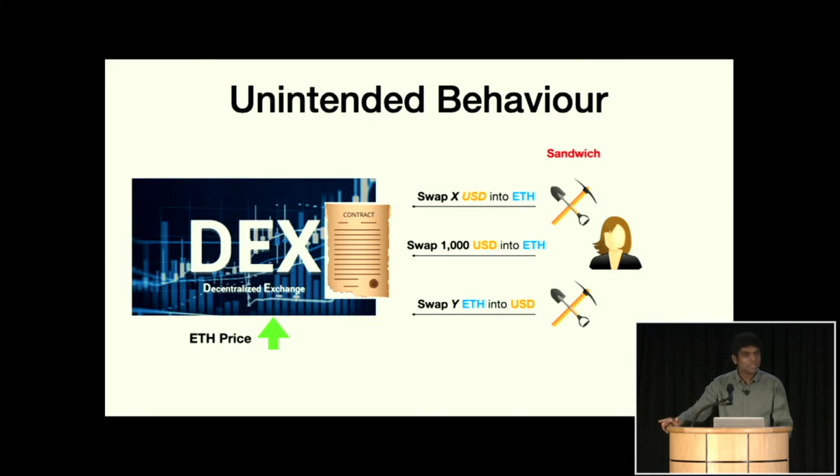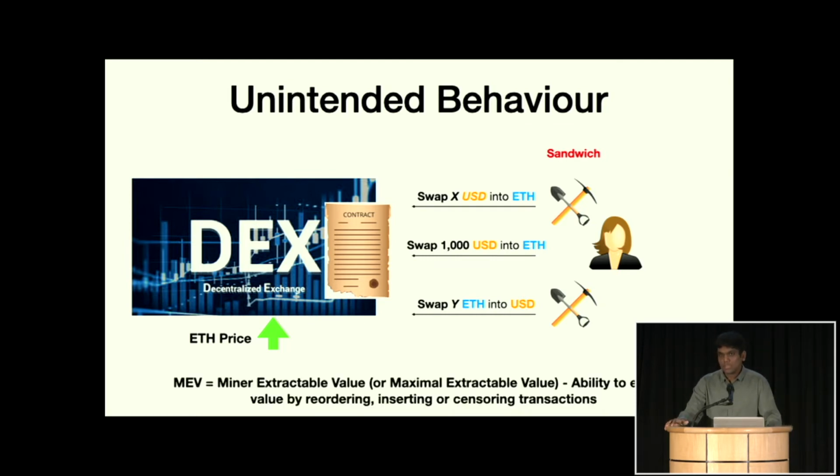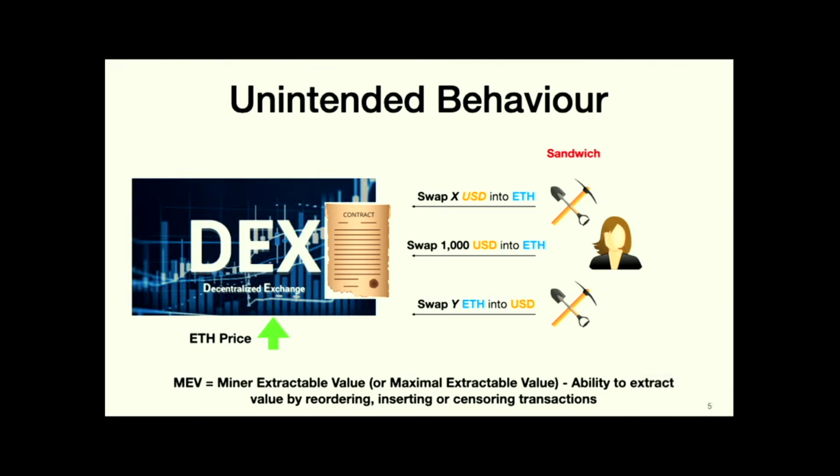Here I have some symbolic variables, as in swap x and swap y. That will become more clear. The actual profit by the miner depends on what values these x and y take. This is captured by the umbrella term called MEV, which is miner extractable value or maximal extractable value. This is roughly the value that a miner can extract by reordering, censoring, or inserting new transactions.